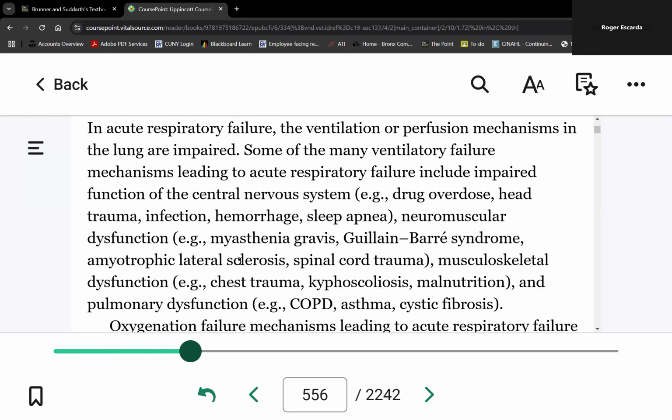Hypercapnic. Respiratory paralysis again, right? Yeah. So it's easy to answer, right? Look at select all that apply, you choose. Is this hypoxemic or is this hypercapnic?